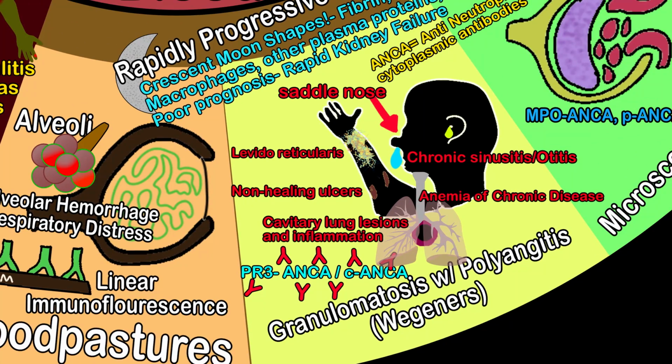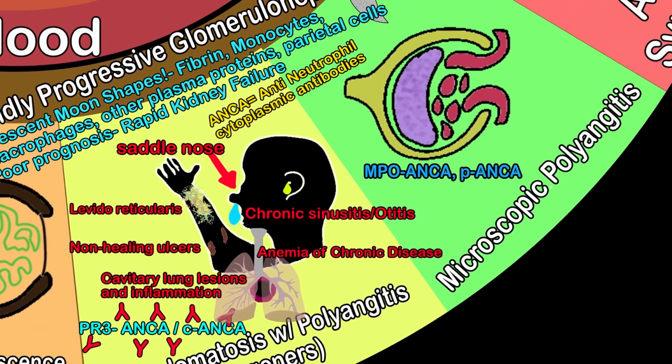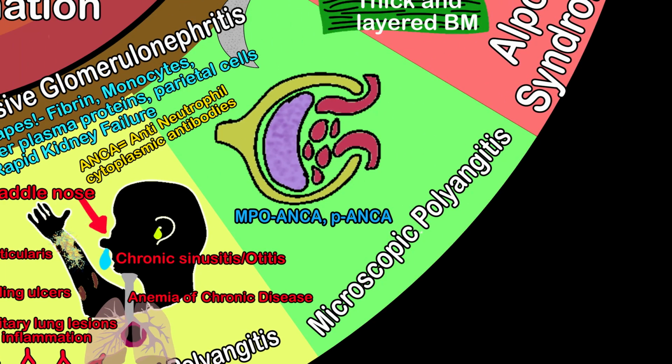Granulomatosis with polyangiitis, aka Wegener's, is inflammation of blood vessels. PR3-ANCA and C-ANCA are antibodies involved. You have all sorts of extrarenal problems: ulcers, ear and sinus infections, saddle nose, etc., etc., etc. Microscopic polyangiitis is inflammation of capillaries, very tiny blood vessels. MPO-ANCA and P-ANCA are big culprit antibodies here.